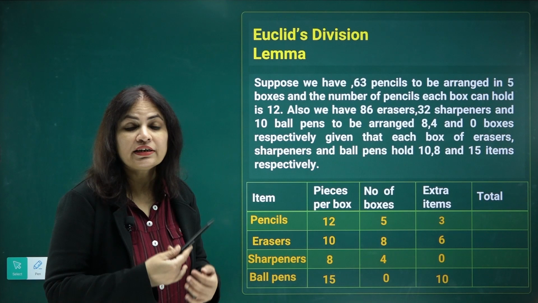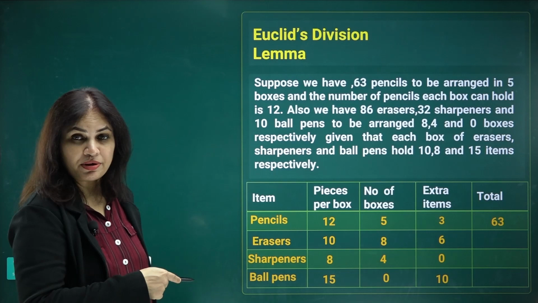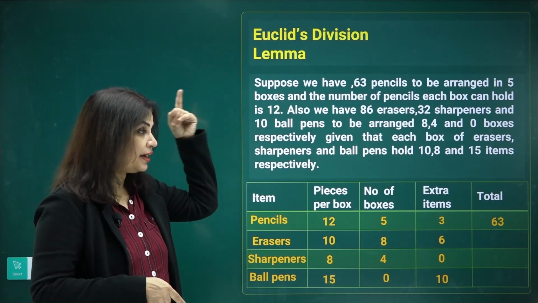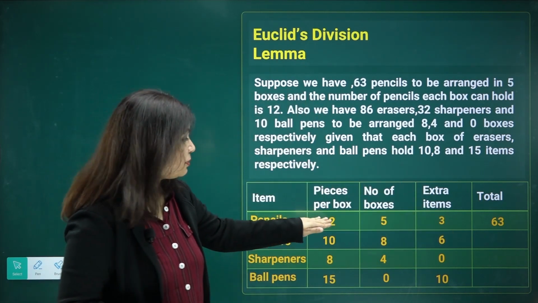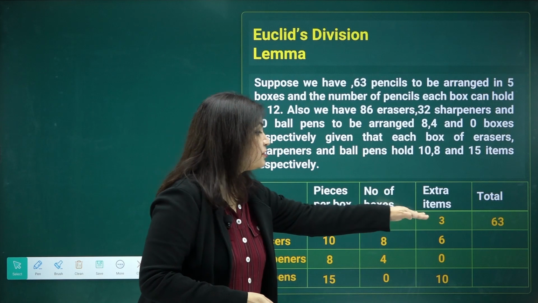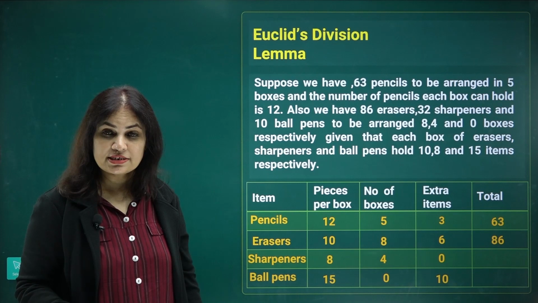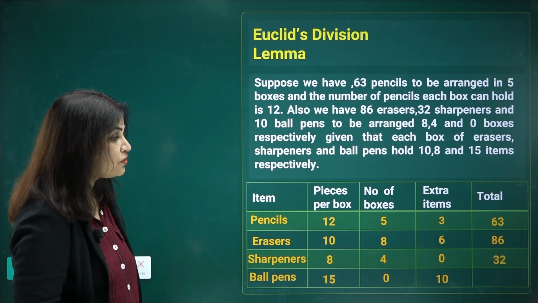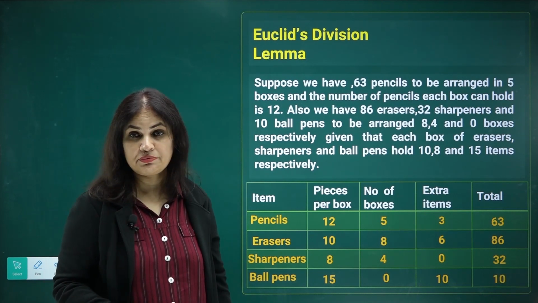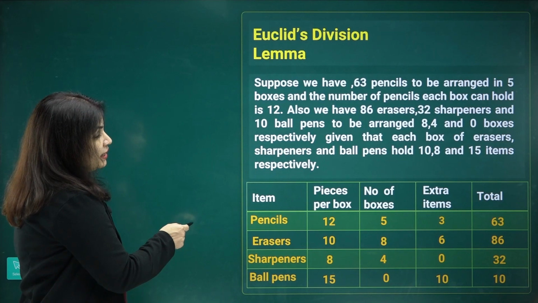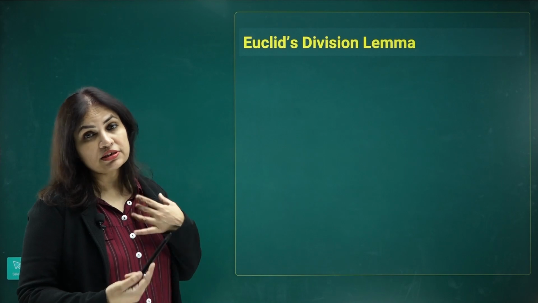If I add the leftovers to the items packed in the box, that will give me the total. So the total number of pencils has come to be 63. And how did we get it? 12 into 5 plus the extra. 12 into 5 pencils in the box and 3 extra has given me 63. Similarly, 10 into 8 plus 6 has given me 86, and 8 into 4 plus 0 has given me 32. 15 into 0 plus 10 has given me the total item as 10. Let us generalize this rule and see whether this rule holds true in other situations also.